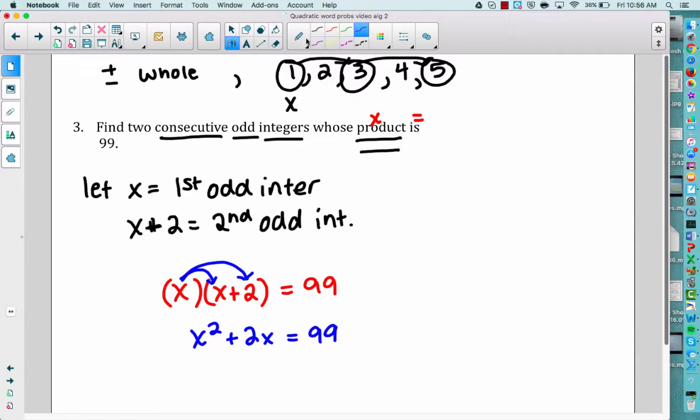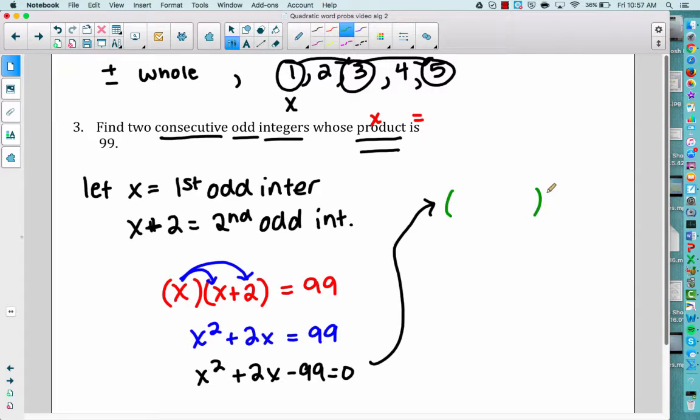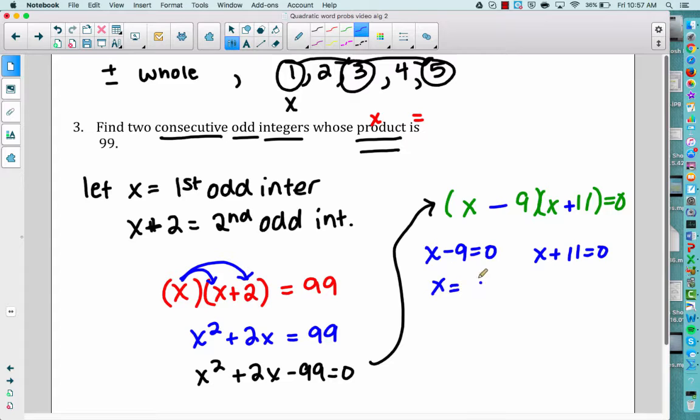It is a quadratic equation because the highest exponent is a 2, so I have to get it set equal to 0. So x squared plus 2x minus 99 equals 0. I'm looking for factors of 99 that add to 2. Hopefully you're seeing 9 and 11. So x and 9 and 11. And I want them to be a positive 2, so that's going to be a positive 11, a negative 9. I set them both equal to 0. So x equals 9 and x equals negative 11.